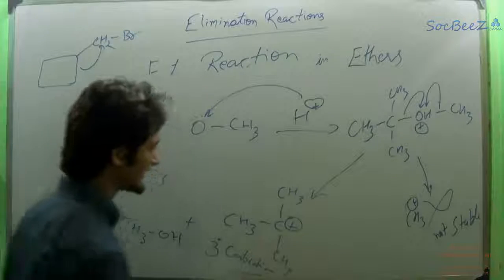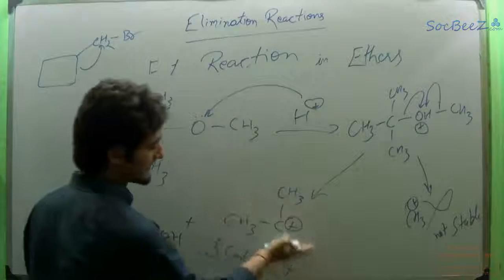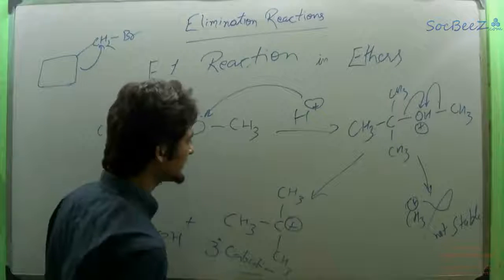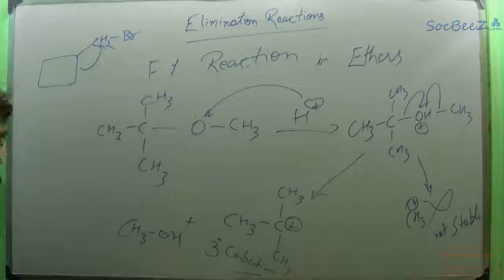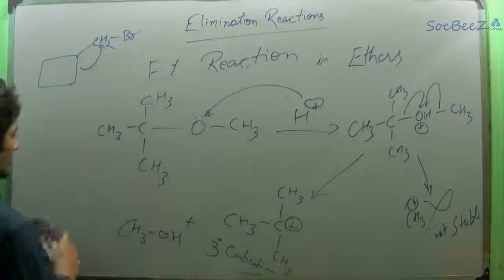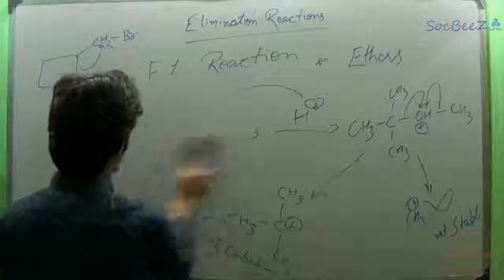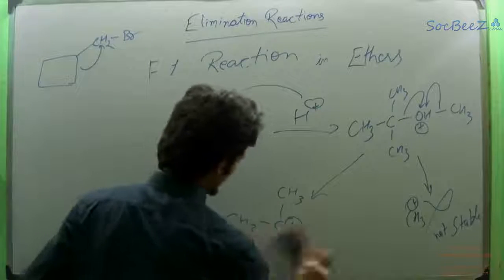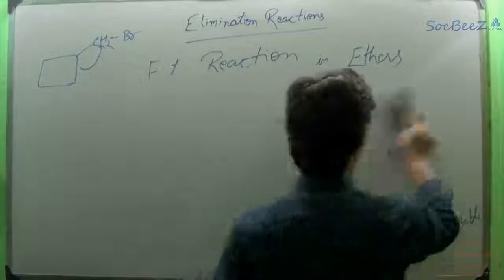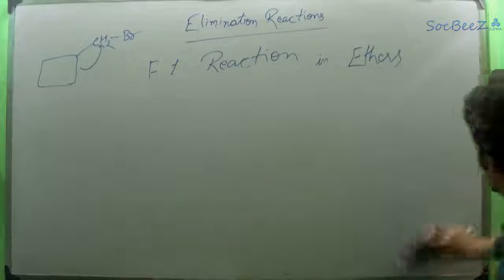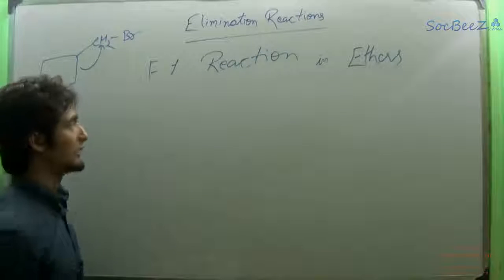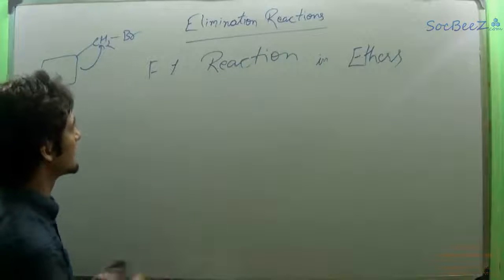And after this, it is the same as in the case of alcohol, we have got a 3 degree carbocation, a base will come and H is abstracted, and consequently an alkene is formed, which can have two possibilities, a Zaitsev product or a Hofmann product. Obviously, Zaitsev product is preferred. But it should be remembered that generally ethers don't prefer the E1 mechanism, but in some cases it was seen to go through this mechanism. So this was the last topic in E1 reaction.